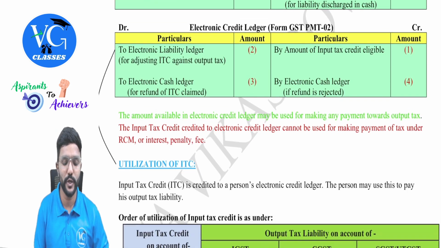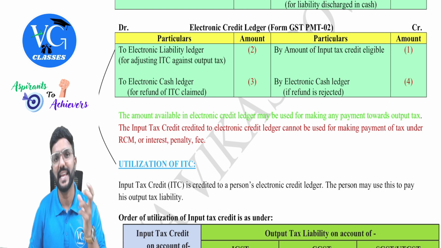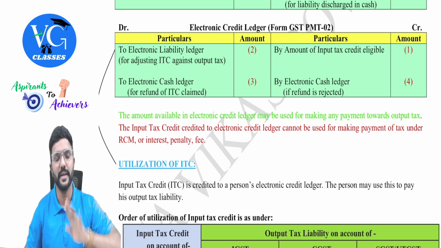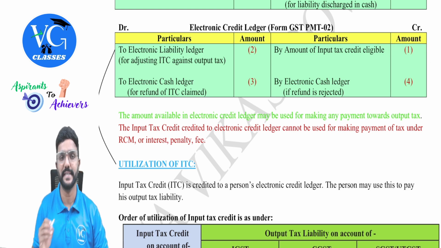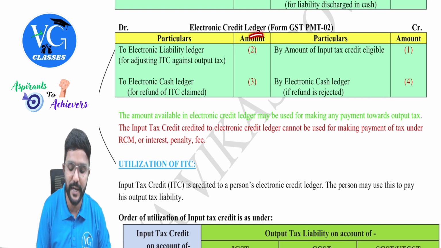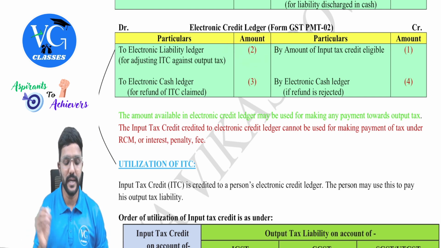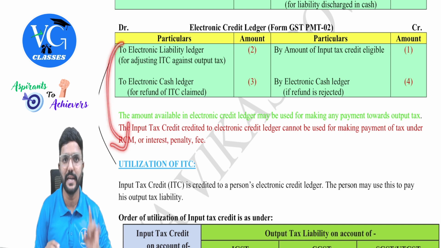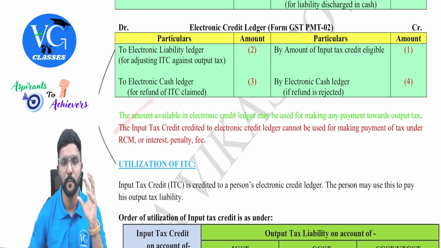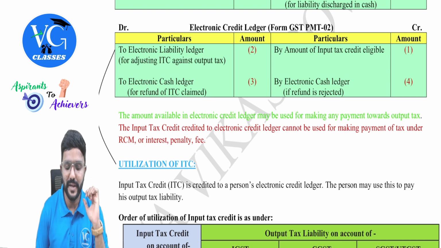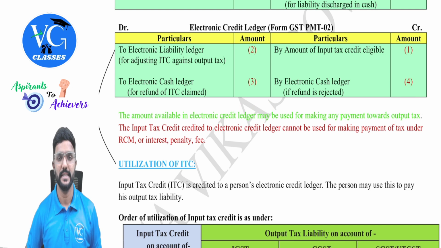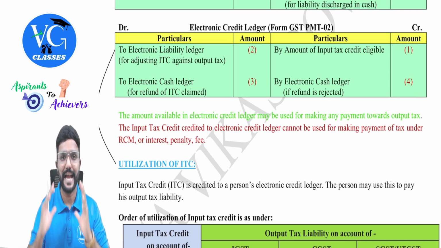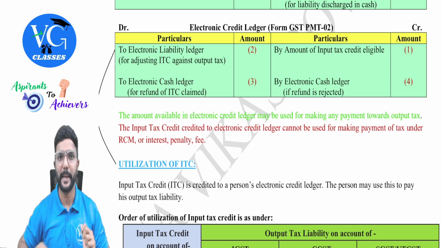Okay. Next, coming to credit ledger. Whatever balance a person is having in his electronic credit ledger, which is nothing but the tax paid on his inward supply, will appear on the credit side. When he utilizes it, it will be debited here. And sir, how can he utilize? For what can he utilize? I have given it here. Please pay attention now. The amount which is available in the electronic credit ledger can be used only to pay output tax. Sir, what is output tax? The tax payable on outward supply.